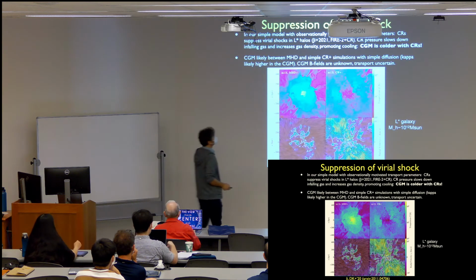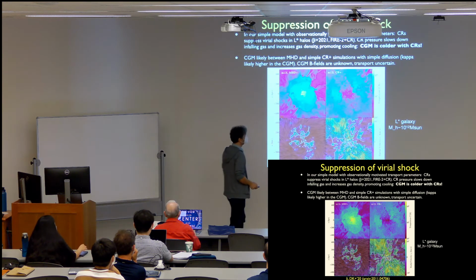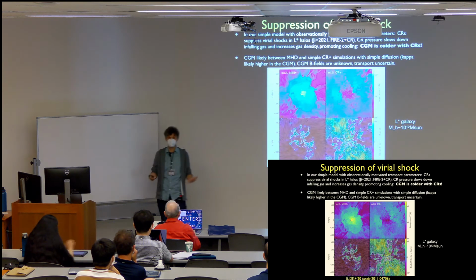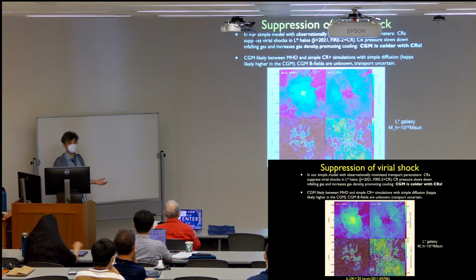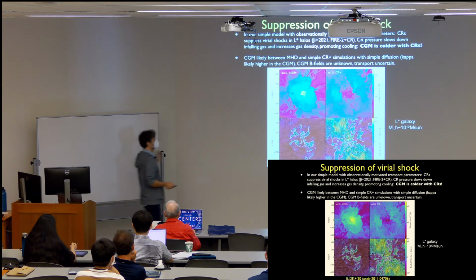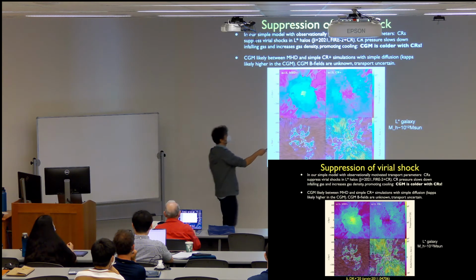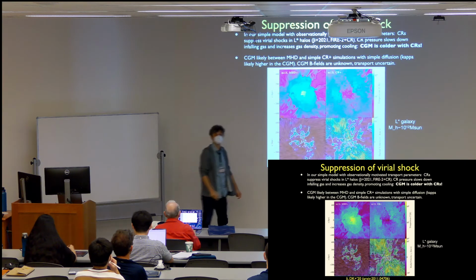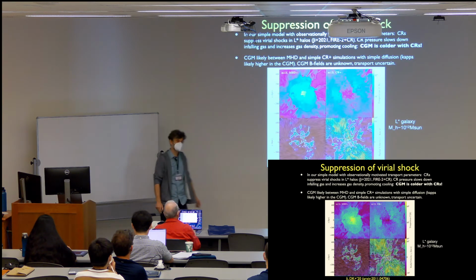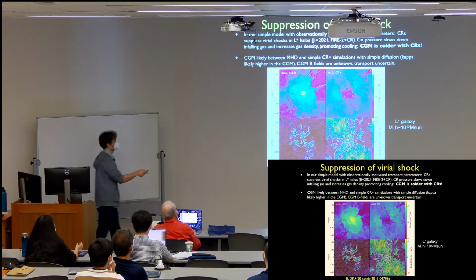Once you add cosmic rays, they do two things. First of all, they provide this extra pressure, so they slow down the inflow. Second of all, because they slow down the inflow, they keep more gas in the halo, so they enhance cooling. Those two effects conspire to have much weaker shocks, and you virialize some of the edges, but most of the halo stays at temperatures of 100,000 or a few 100,000 Kelvin. So much lower than in the classical picture.